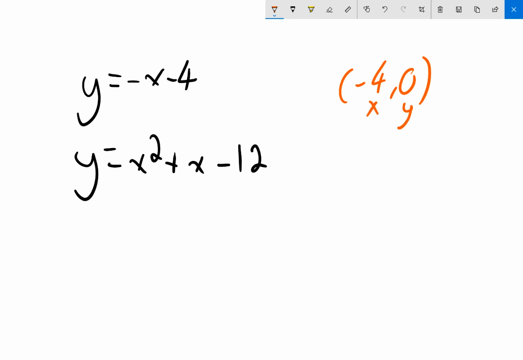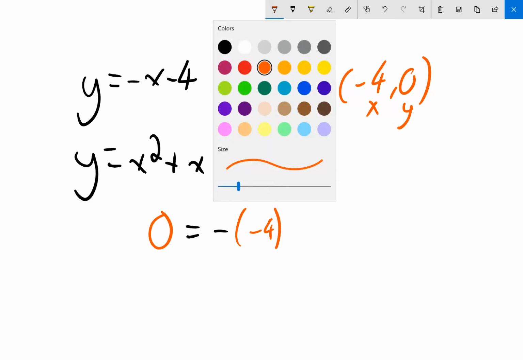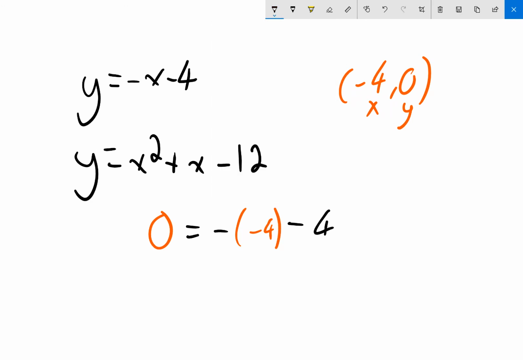Well, if it does, then we can plug this x and this y into both equations and it'd be true. So let's plug it into the first equation. I'm sorry, we've got to plug it in for y. Y is 0, so I'm going to plug in 0 for my y equals negative. That negative's still there. And then I'm going to plug in x, which is -4, and then minus 4. So let's see if this works.